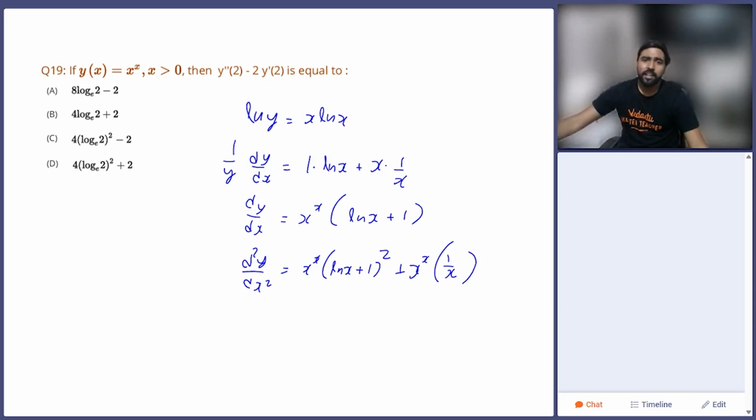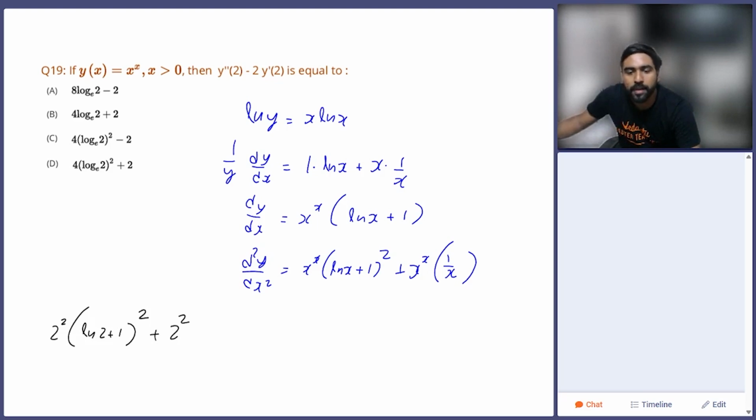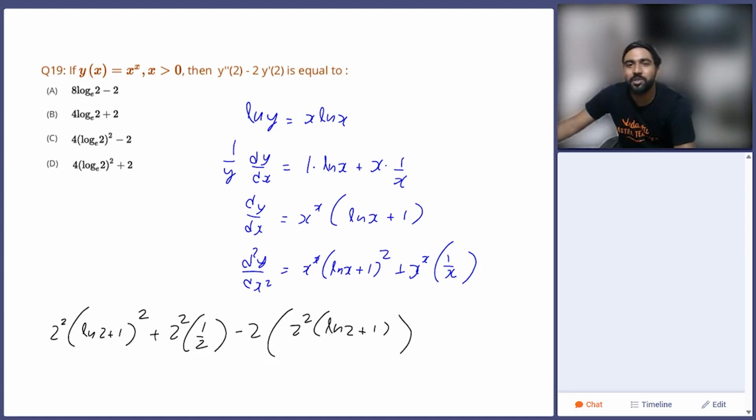What do we have to find? Y double dash of 2. So let's substitute 2 over here. You will get 2 power 2 into ln 2 plus 1 the whole square, plus 2 power 2 into 1 upon 2, minus 2 times 2 power 2 into ln 2 plus 1. This is the expression that you have overall.